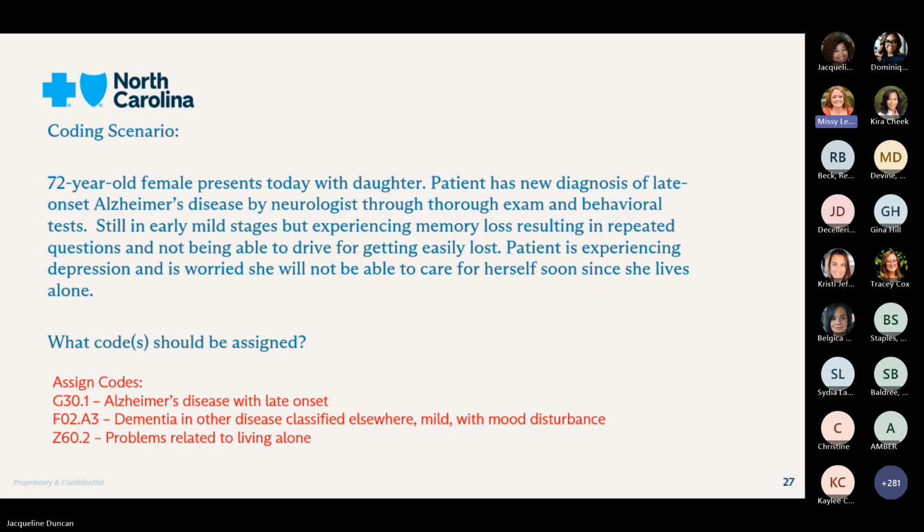We would look up dementia in other diseases classified elsewhere from the F02 code set, since we already know it's specified as Alzheimer's disease. Then we would select a code for mild with mood disturbance for depression, which brings us to the code F02.A3. And lastly, since there was a note related to the patient living alone and not being able to care for herself in the future, we could use the code Z60.2 to identify that the patient lives alone and that problems could arise relating to caring for themselves.